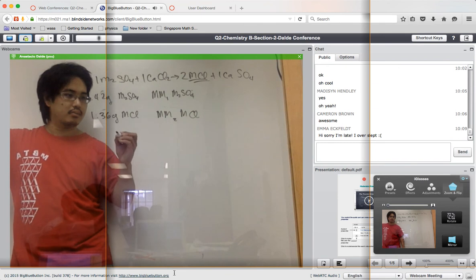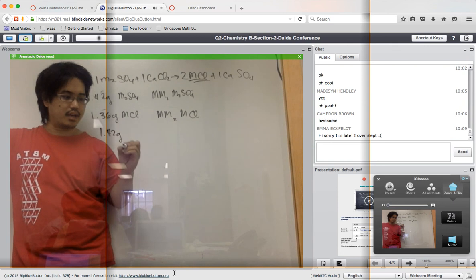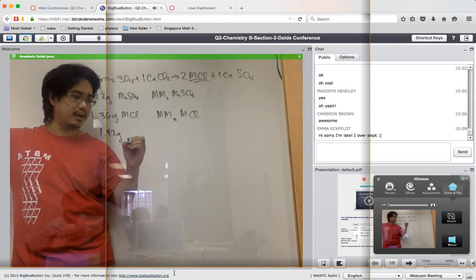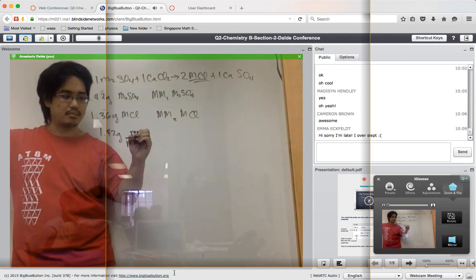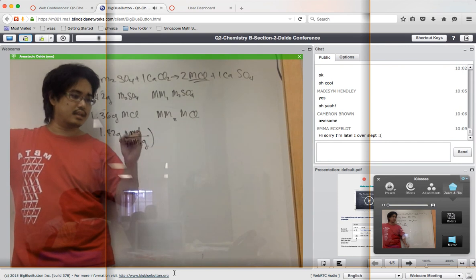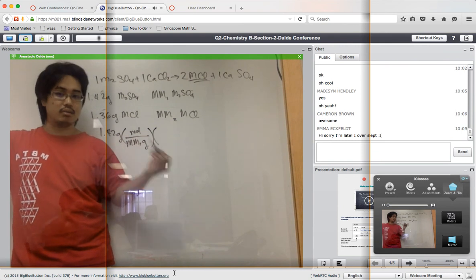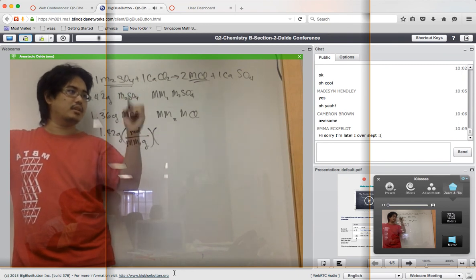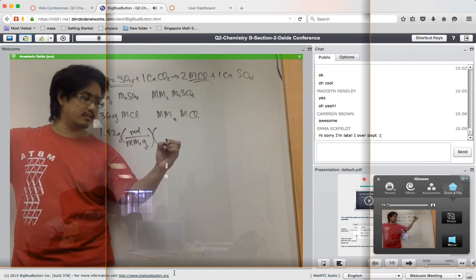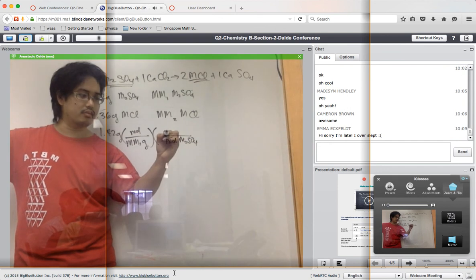All right, what I could do is I could take this problem, 1.42 grams. I could convert that into moles by dividing it by the molar mass of 1, as measured in grams per mole. And then I can play the stoichiometry game. I have moles of M2SO4, and I want to convert that to moles of MCl. So moles of M2SO4 converted to moles of MCl.